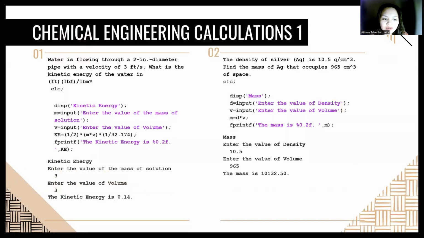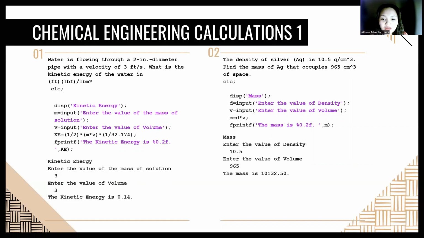So the first question is, water is flowing through a 2-inch diameter pipe with a velocity of 3 feet per second. What is the kinetic energy of the water in feet, lbf over lbm? The required is kinetic energy. So we need to enter the value of the mass of solution, the value of the volume, and the kinetic energy is 0.14.